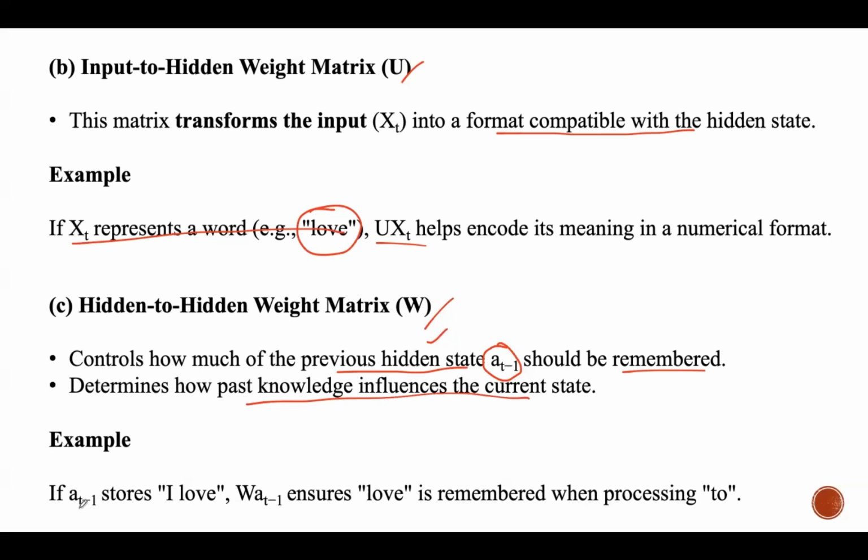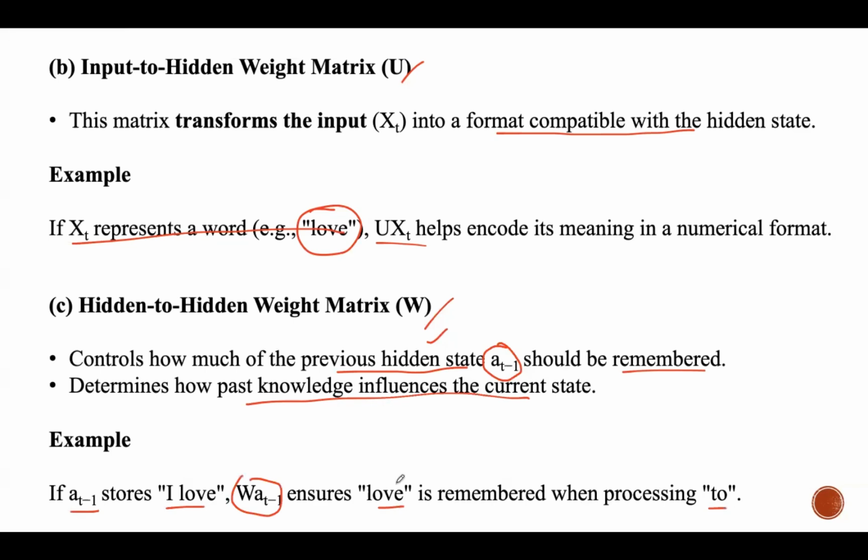Say, for example, if this at minus 1 hidden state stores the words I love, then this W at minus 1 ensures that this love is remembered when processing the next word.